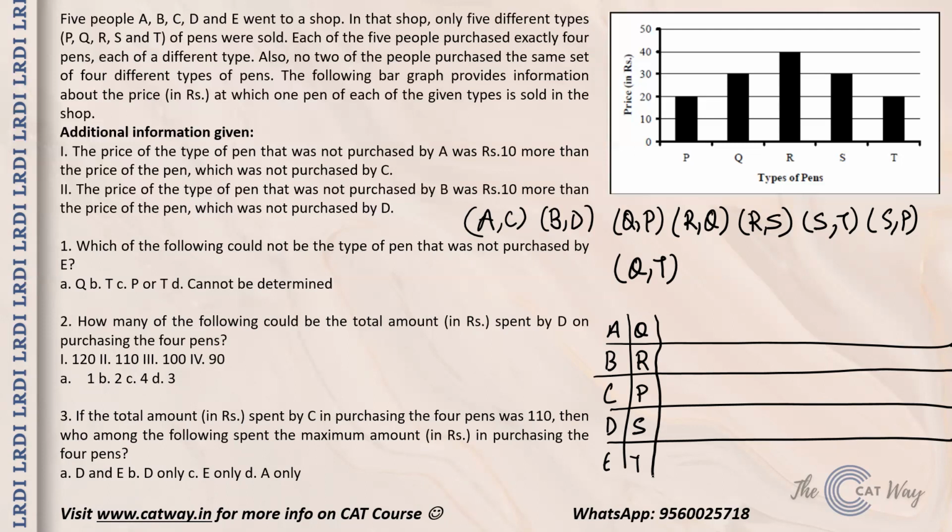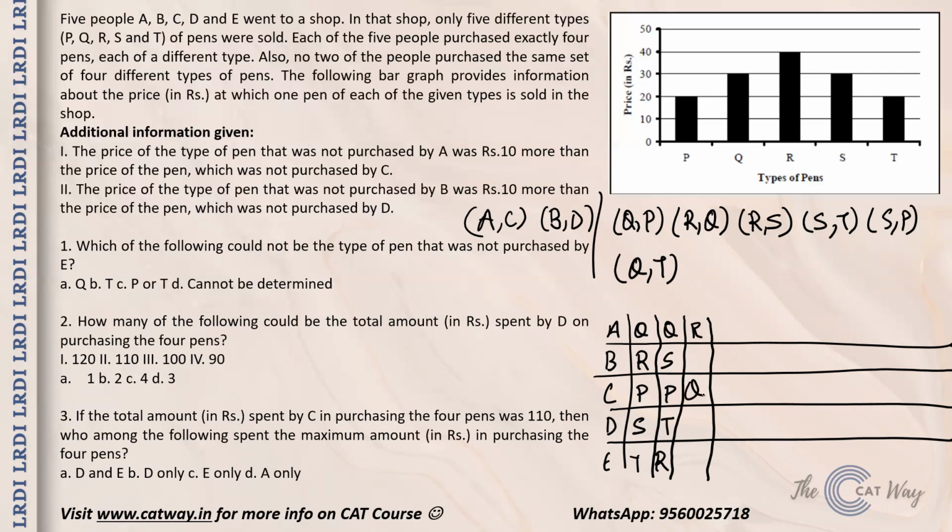Yes. If you take Q and P as not being bought by A and C, the possibility is that S and T might not be bought by B and D, and in that case, R will not be bought by E. Similarly, there are no other possible cases over here. Then what you take is that between A and C, they do not buy R and Q.